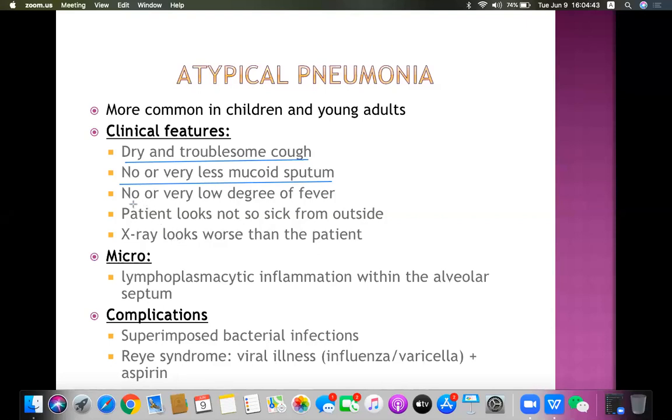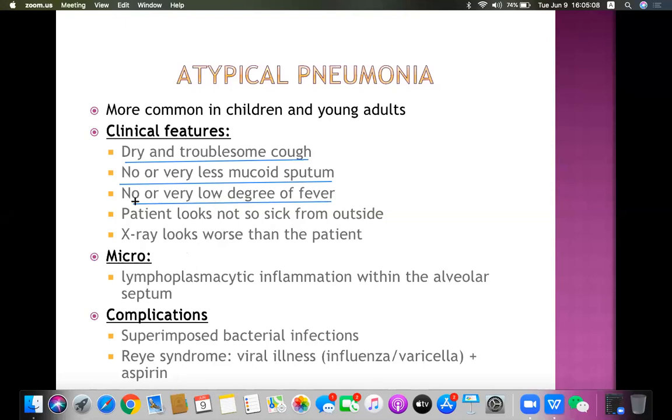Another point, there is no or very low degree of fever. Actually there is no fever. So that's why most of these patients continue to do what they were doing before. For example, if a student was going to school, college or university before, he continued to go because he is not that sick. This is a very, very important point.